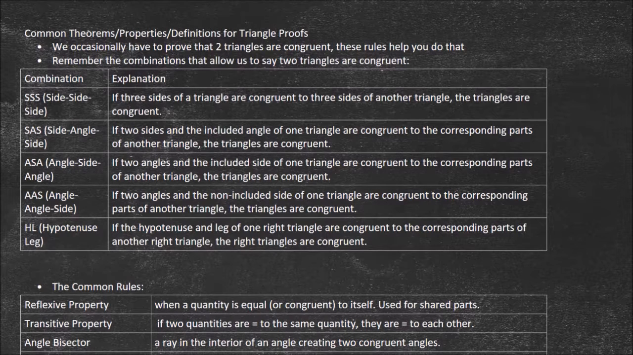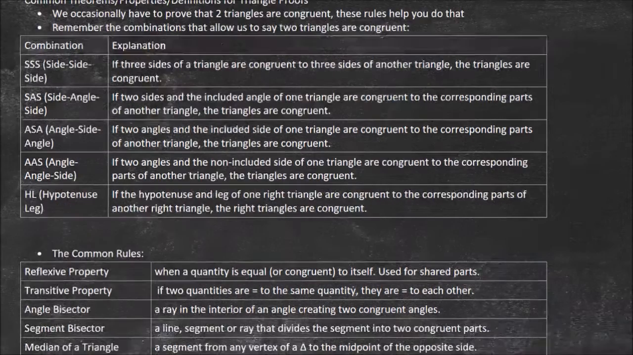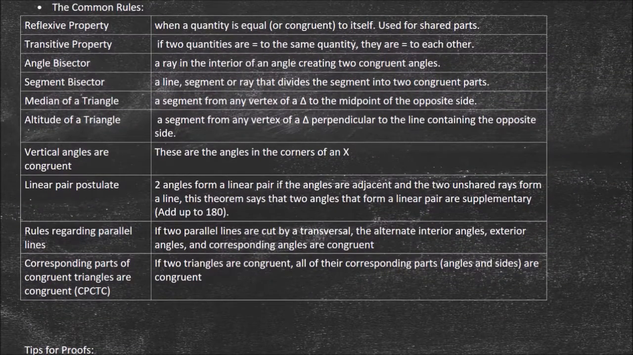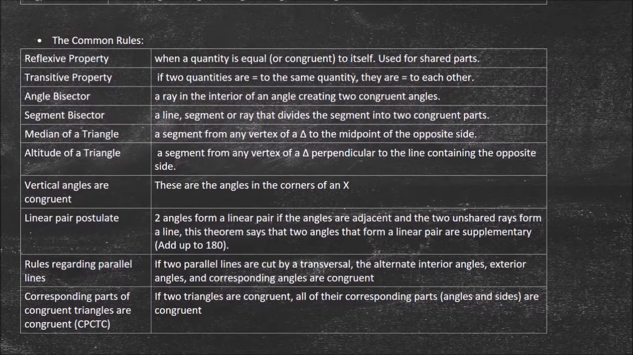We have the 5 combinations for proving triangles are congruent: side, side, side; side, angle, side; angle, side, angle; angle, angle, side; and hypotenuse, leg. Then we also went through in the last video the common rules along with explanations of each one, kind of how they can help you with the proofs that we're about to actually do now. So now it's time to finally put all these rules, all these confusing definitions together in hopefully a way that makes sense and helps you reach the goal of proving the triangles are congruent.